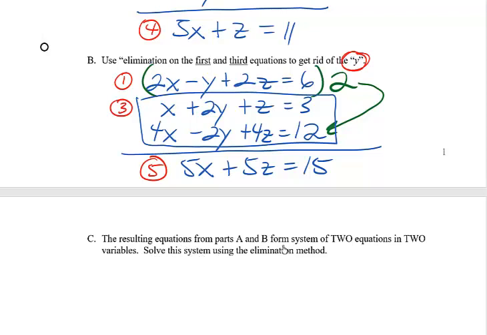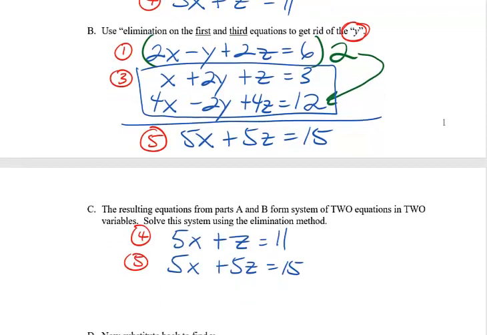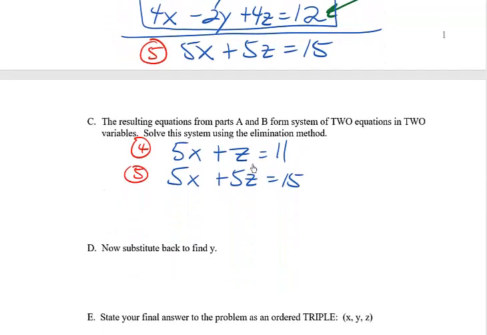Now what you have in those two answers we got in parts A and B, equations 4 and 5, those two equations together form a system of two equations in two variables. In other words, a 2 by 2 system. They make up the kind of system that we solved back in chapter 3. Let's copy those equations down now. Now we're just doing what we've done before. This is just a system like we had back in chapter 3.